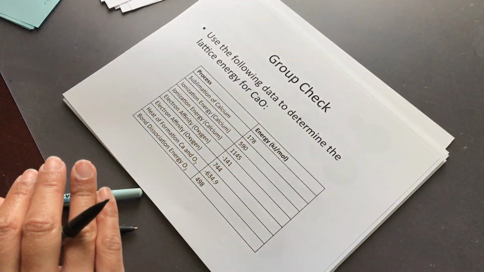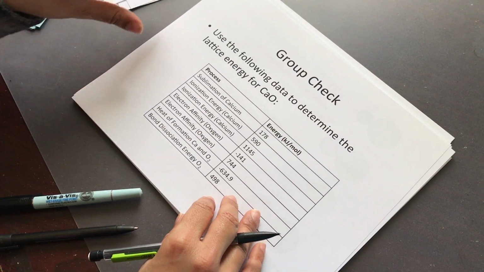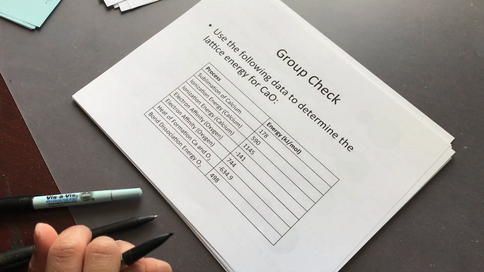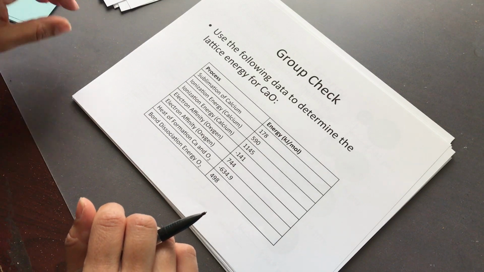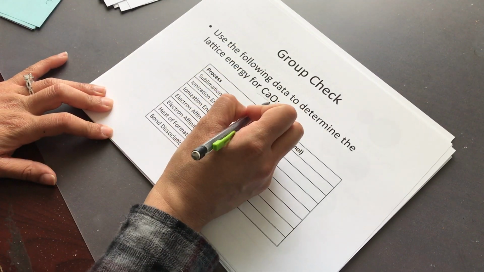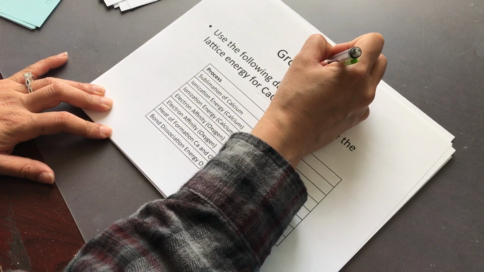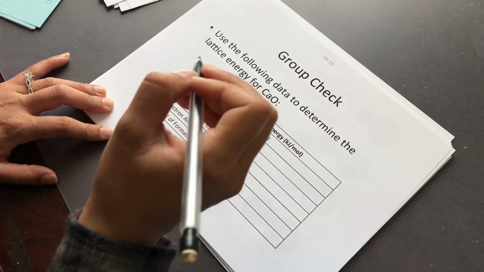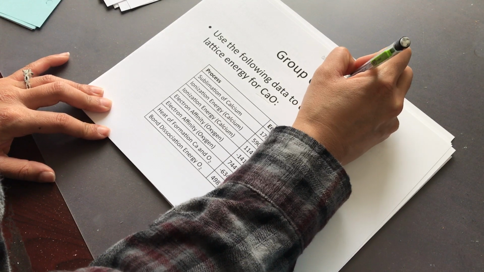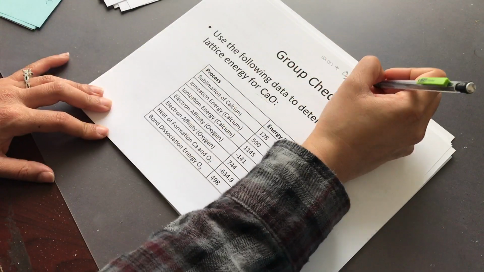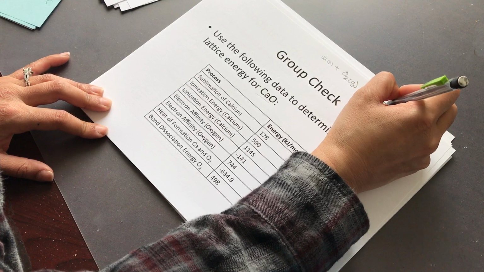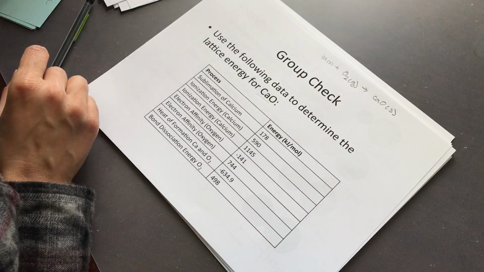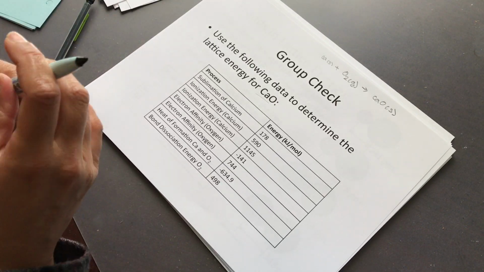Let's put that into your own practice. Use the following data to determine the lattice energy for calcium oxide. So let's see what has to happen. Calcium oxide is made from calcium. I know that calcium is a metal and exists as a solid, plus oxygen is a diatomic, so it exists as a gas, to make calcium oxide. All right, so what do I have to do? I have to make my calcium and oxygen into the ions.